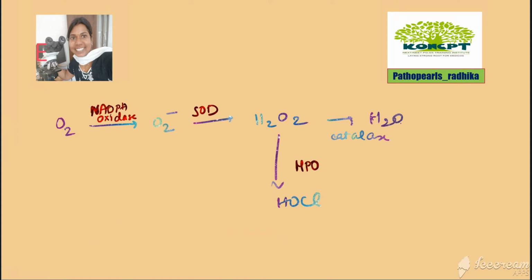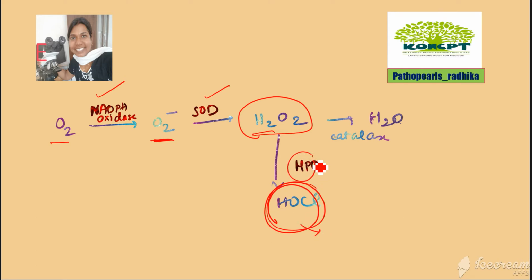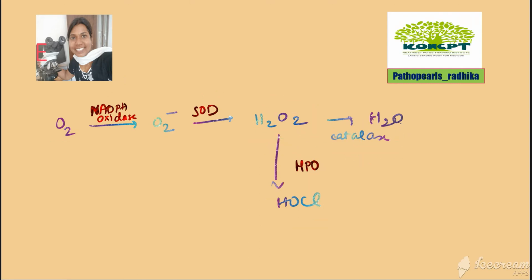So how do you generate your free radicals? It involves a lot of enzymatic reactions. Your oxygen will be converted to superoxide by NADPH oxidase. Then your superoxide will be converted to hydrogen peroxide by superoxide dismutase. Hydrogen peroxide will be converted into hypochlorous acid, which is a potent microbicidal, by myeloperoxidase. Catalase is an antioxidant which can convert your hydrogen peroxide to water. So a defect in any of these can lead to defective killing.